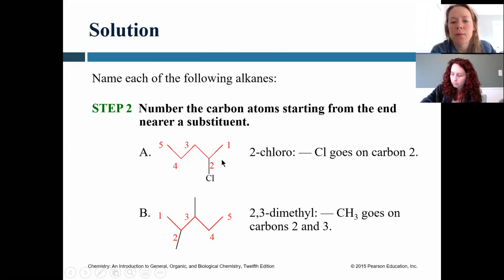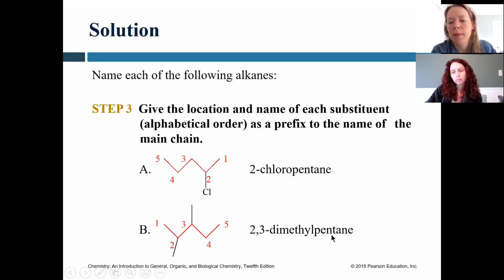So for this first one, we've got our chloro accessory landing on the second carbon, so it'll be 2-chloropentane. This one has multiple accessories, specifically multiple methyl accessories, and they land on the 2 and the 3. So 2,3-dimethylpentane. So both are pentanes, but the top one has a chloro on the second. The bottom one has 2 methyls on the 2 and the 3. Questions on that?